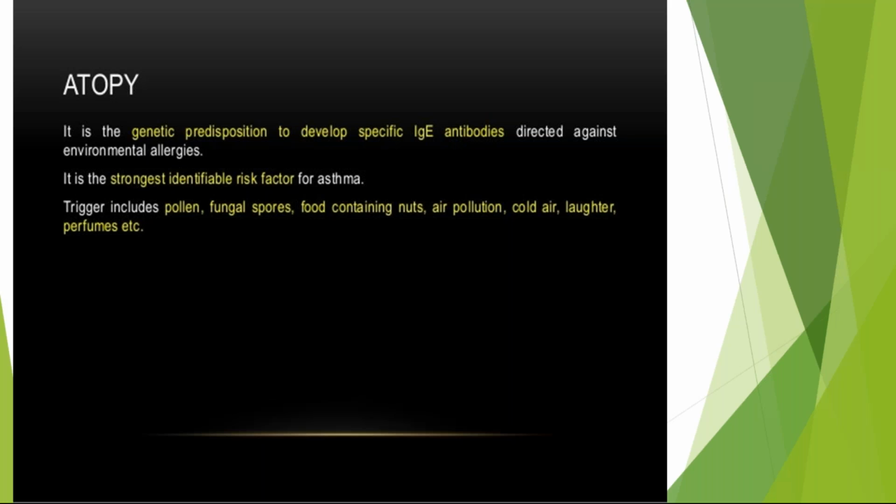Coming to atopy. Atopy is a genetic predisposition to develop specific IgE antibodies directed against environmental allergens. It is an identifiable risk factor for asthma. Triggers are like pollen, fungal spores, nuts, air pollution, cold air, laughter, and perfumes.